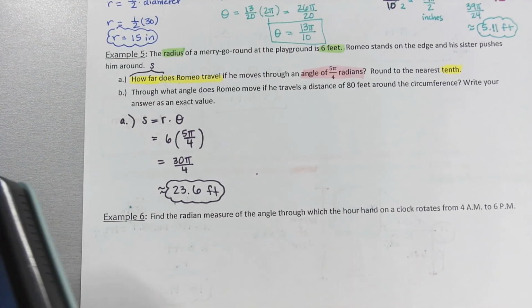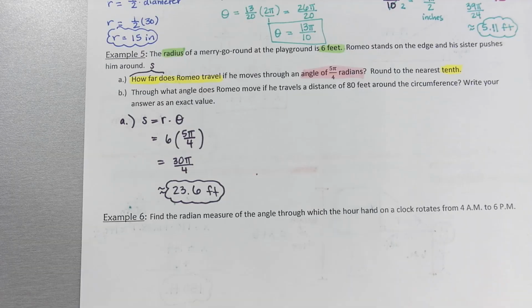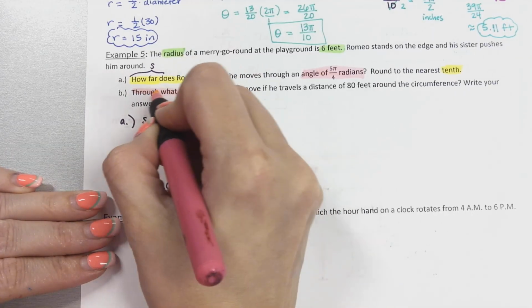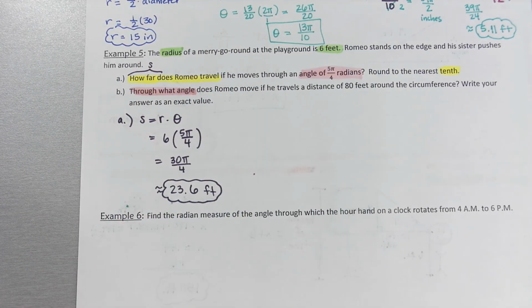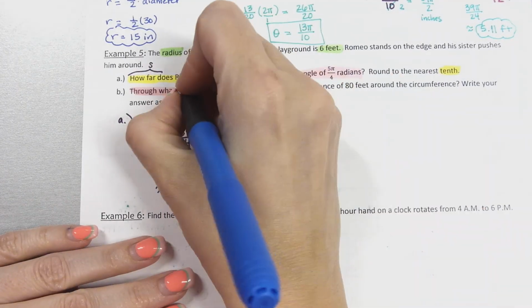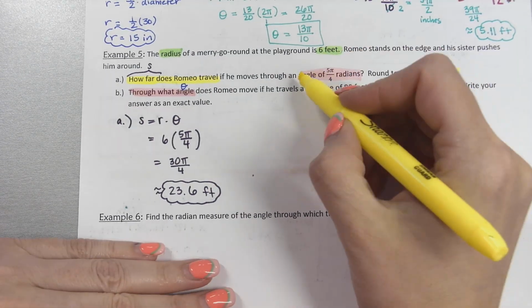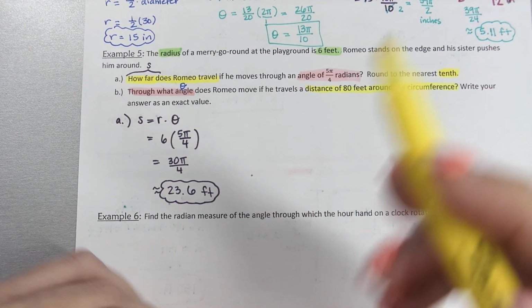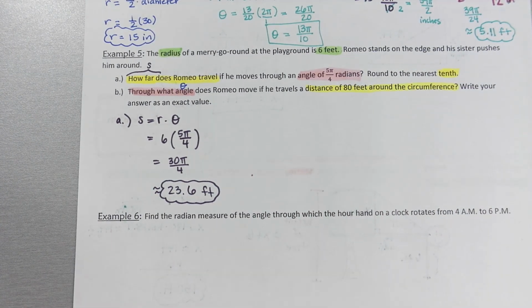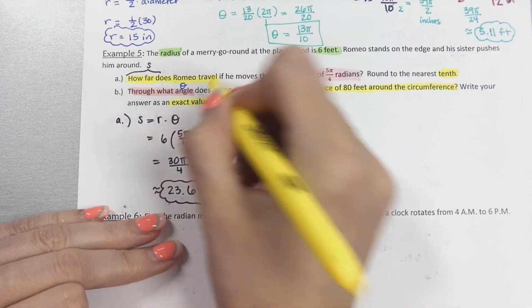Okay, now for part B, it's asking you through what angle does Romeo move. When they're asking you through what angle, you're trying to find what variable? Theta. You have to find theta. And then he travels a distance of 80 feet around the circumference. Okay, and this one says write your answer as an exact value.